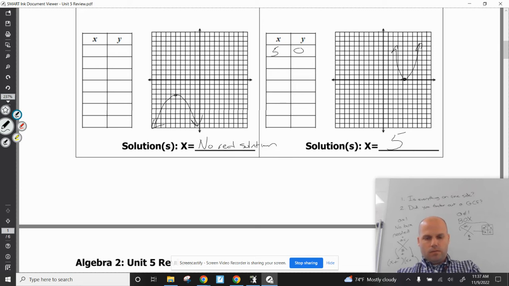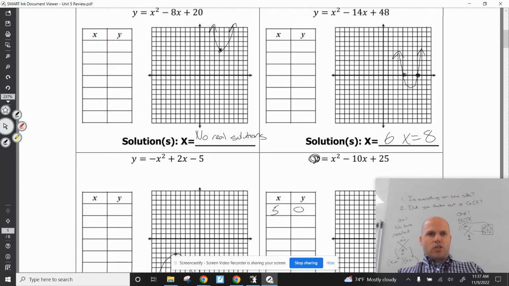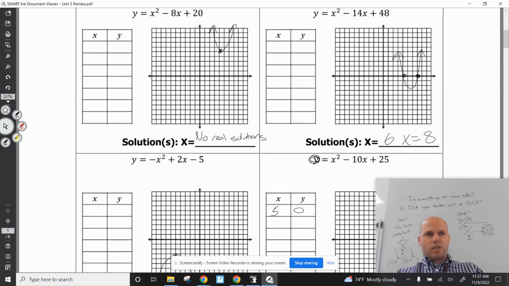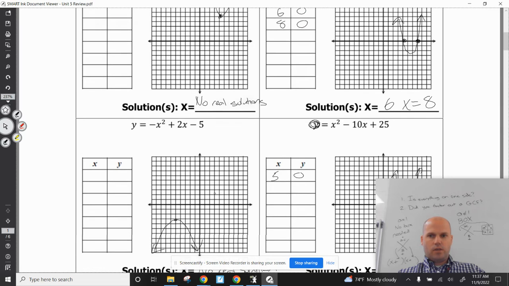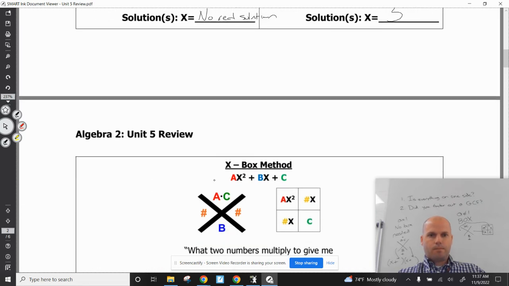5, 0. Okay? Make sure you pay attention to your teachers and what they expect of you. So if they want a bunch of points, provide them the points that they want. If they want the vertex, all right, give them the vertex.